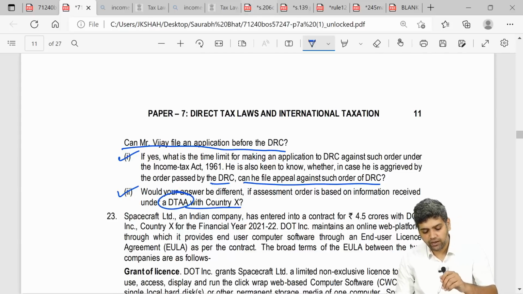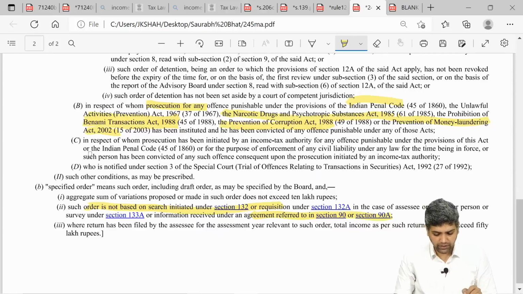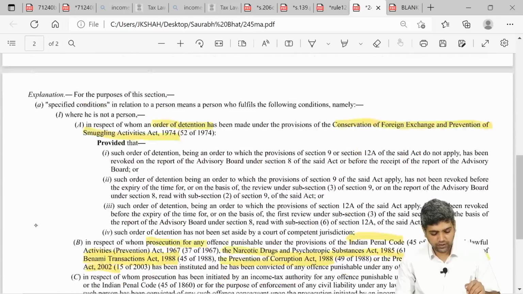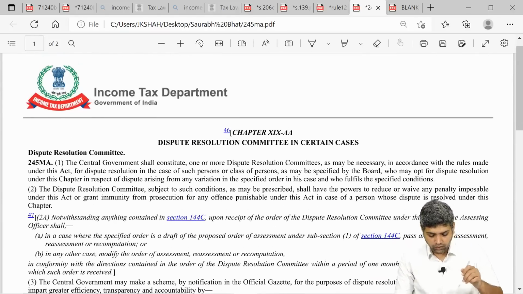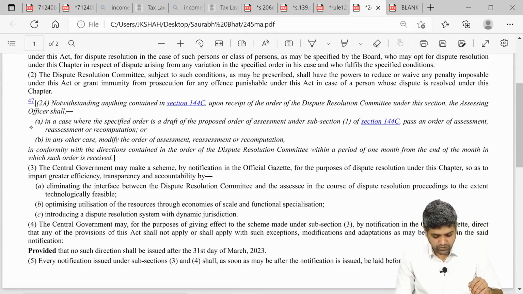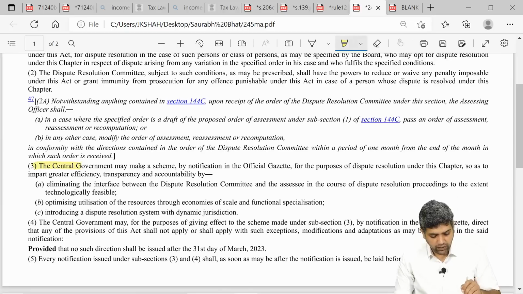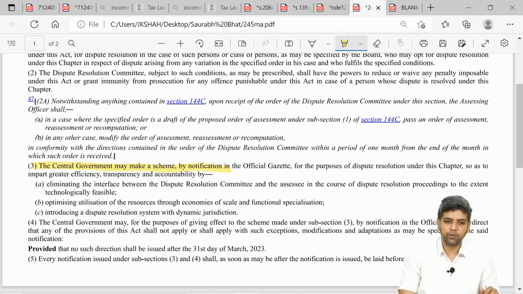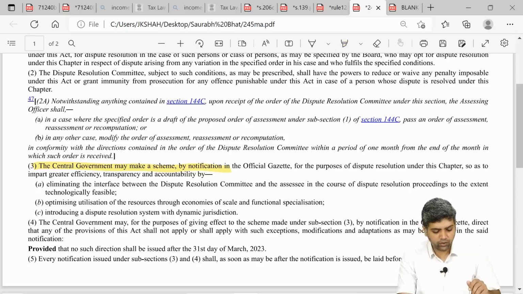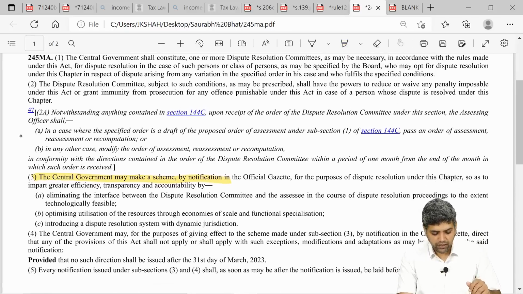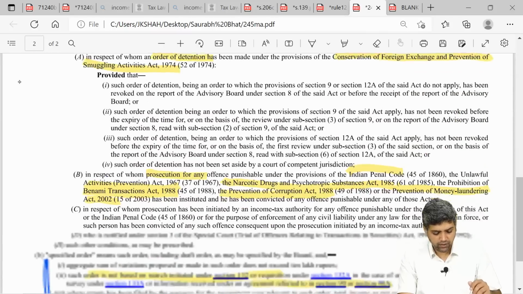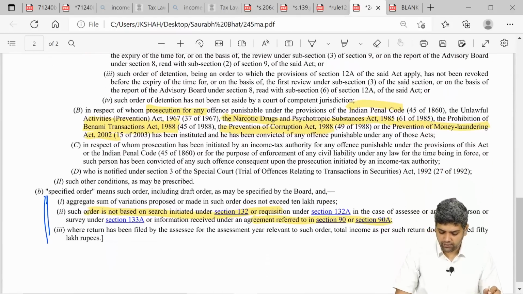As I told you friends, if the information is received based on DTAA with any country, in such cases the assessee cannot approach the dispute resolution committee. Also friends, as far as this provision is concerned, let me tell you all that now central government has initiated faceless proceedings for dispute resolution committee as well. So the assessee would be required to appear before this dispute resolution committee in a faceless manner. So you will not know who are the committee members, and because you don't know who is the committee members, the idea is that it will increase transparency.